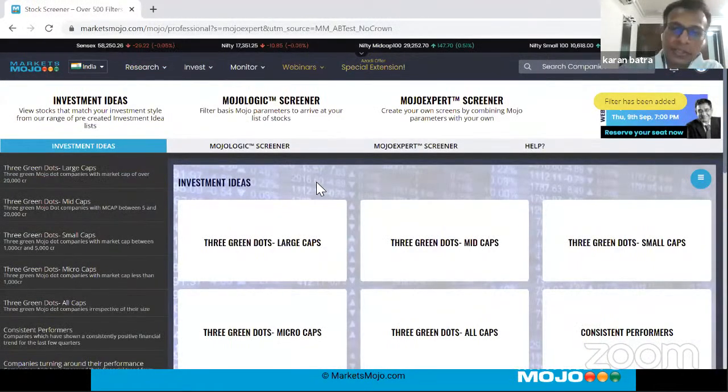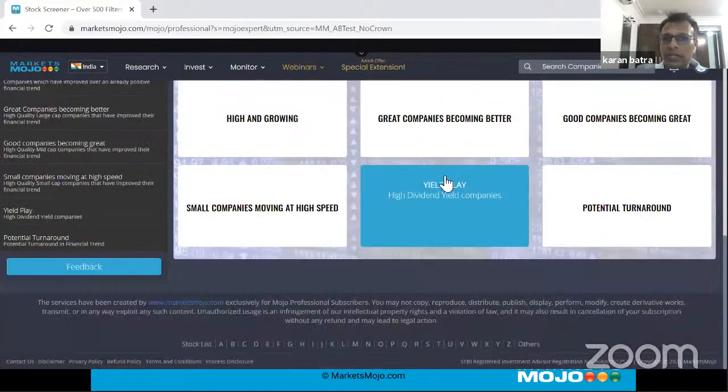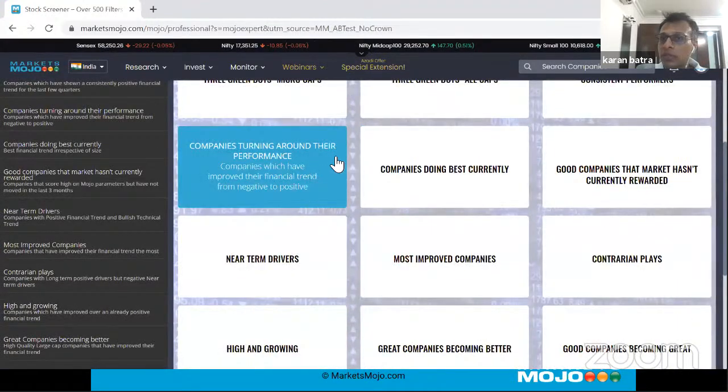There are three kinds of screeners on MarketsMojo. First is the investment idea. These are pre-created 18 investment ideas. For example, there are high dividend yield companies, high and growing companies, companies turning around their performance.